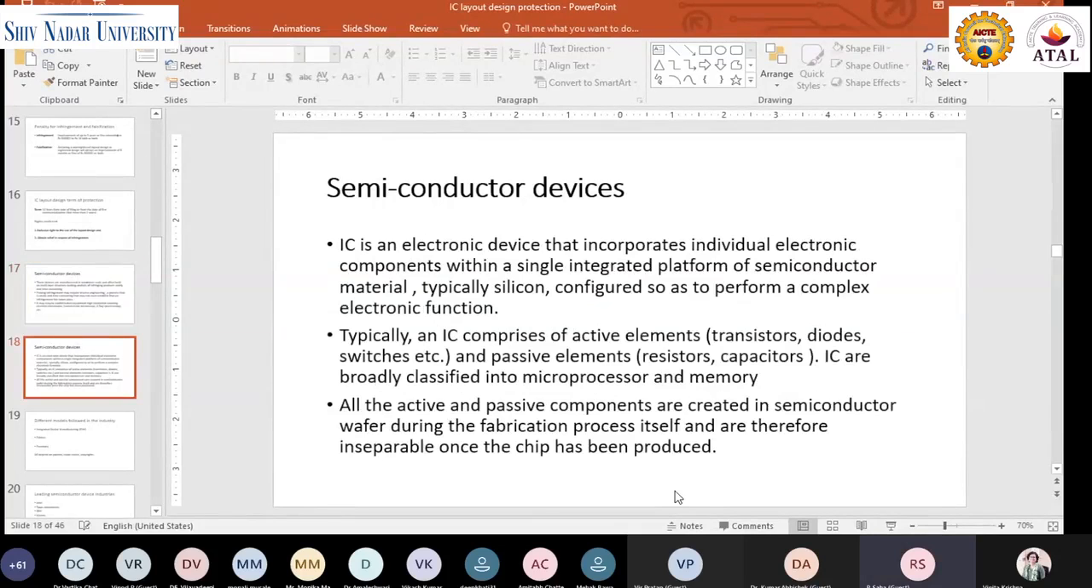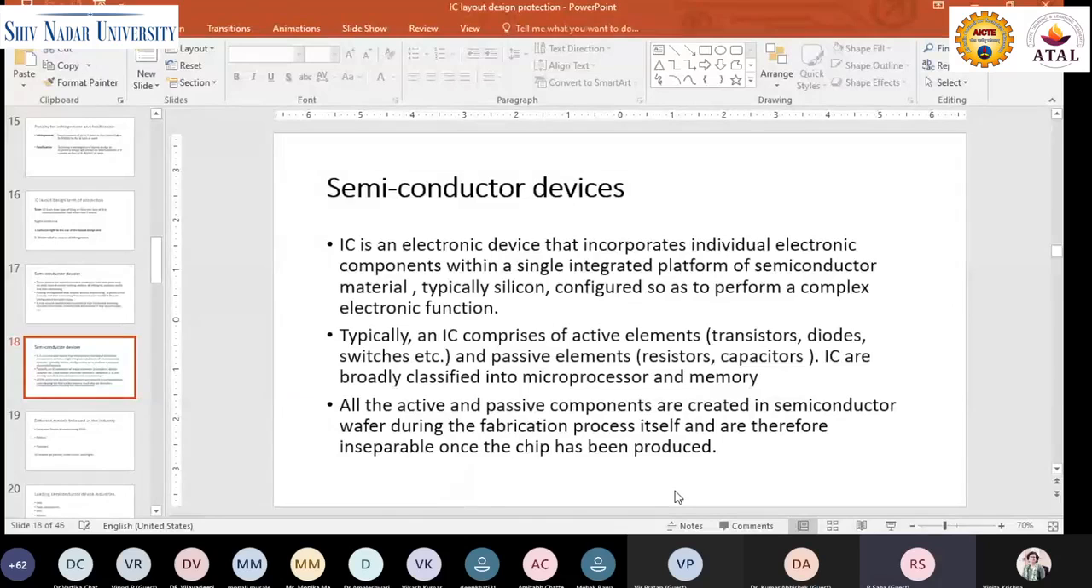Now, I have already spoken about the individual electronic components which are built into a single chip of semiconductor material, which is usually silicon. So typically, I've mentioned, but let me go through it again. Typically, an IC comprises active elements, which would be transistors, diodes, switches. People who are conversant with electronics understand these things, and passive elements like resistors and capacitors.